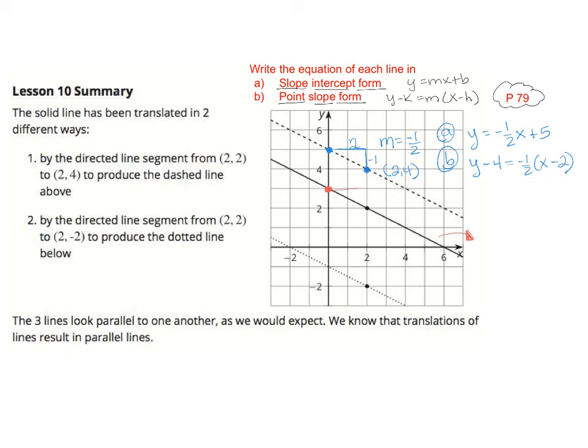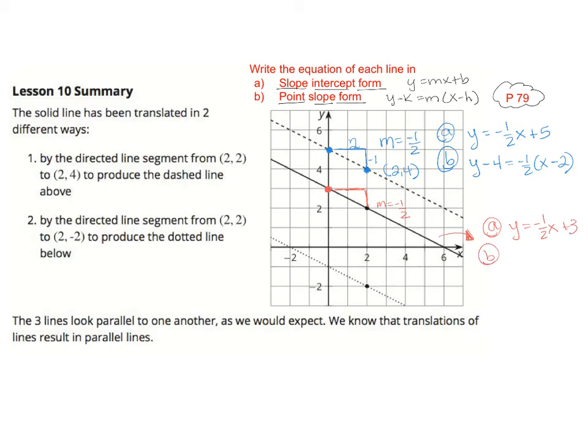And again, my slope is the same, 2 to the right, down 1. So my slope is still negative 1/2, and my y-intercept is 3. So my slope-intercept form would be y equals my slope, negative 1/2, times x plus 3 in this case.